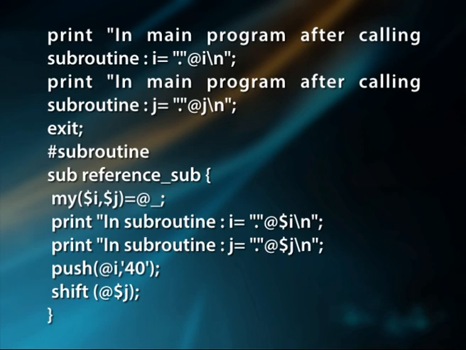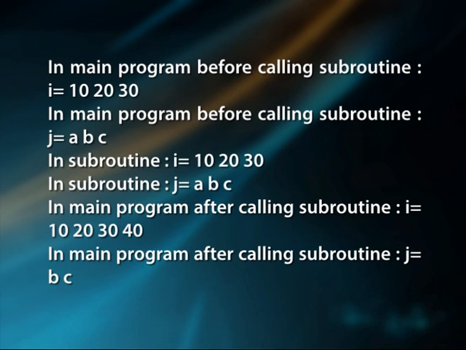The output obtained will be: In main program before calling subroutine i equals 10, 20, 30. In main program before calling subroutine j equals A, B, C. In subroutine i equals 10, 20, 30. In subroutine j equals A, B, C. In main program after calling subroutine i equals 10, 20, 30, 40. In main program after calling subroutine j equals B, C.